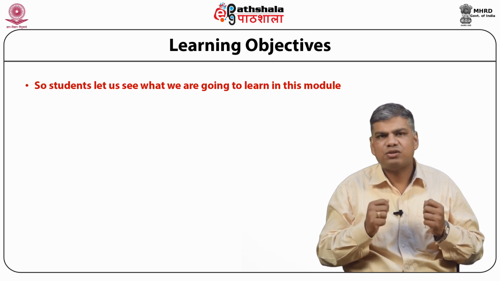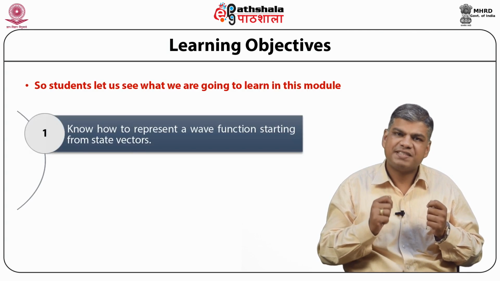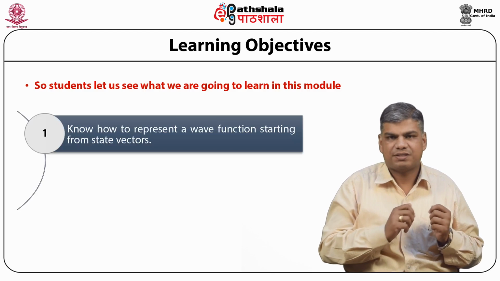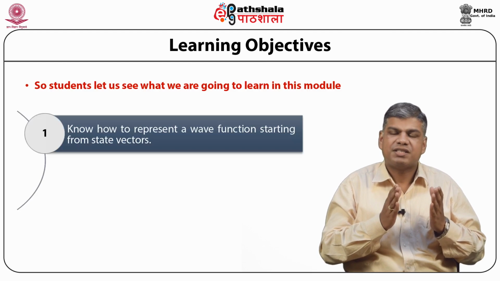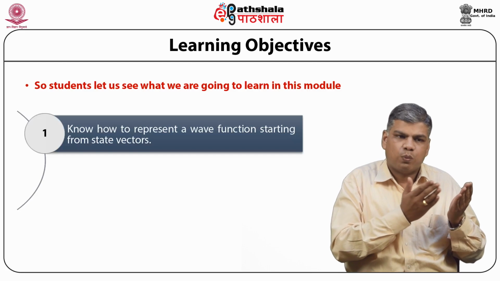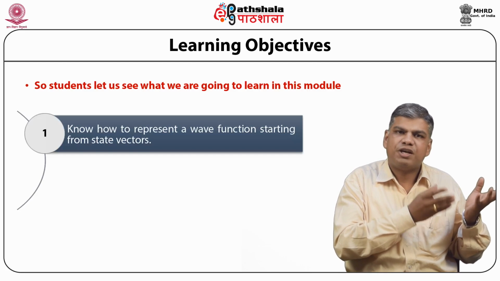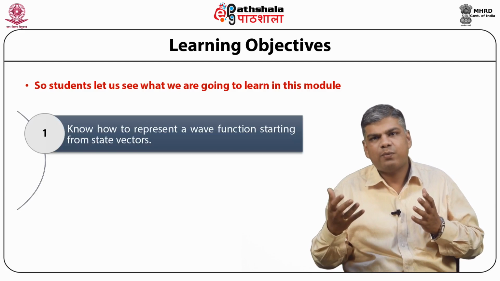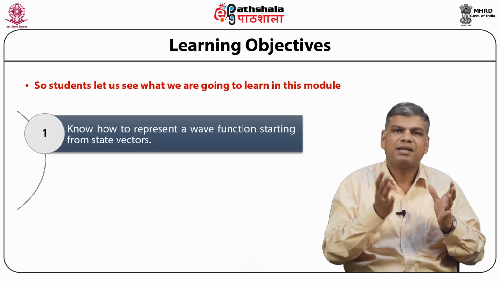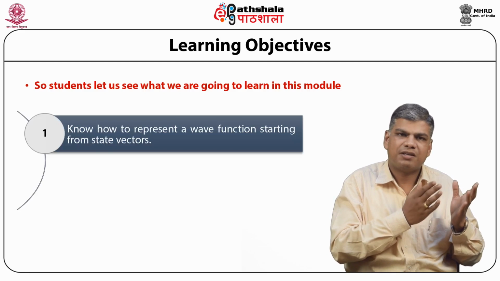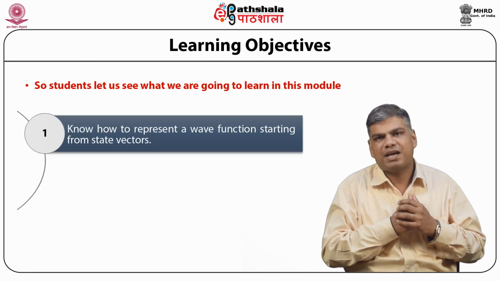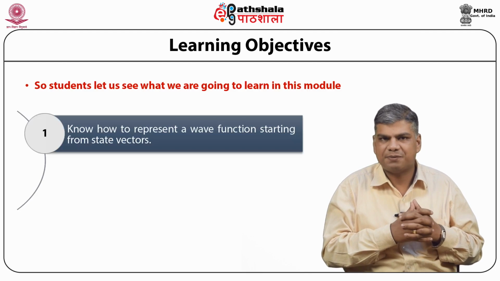Firstly, we'll get to know how to represent a wave function starting from state vectors. In this, we'll also see that the vectors in the normal coordinate representation become state vectors in the quantum mechanical formalism, and the wave functions of the quantum mechanical formalism are just the corresponding wave functions of the classical mechanical formalism or the normal coordinate system.